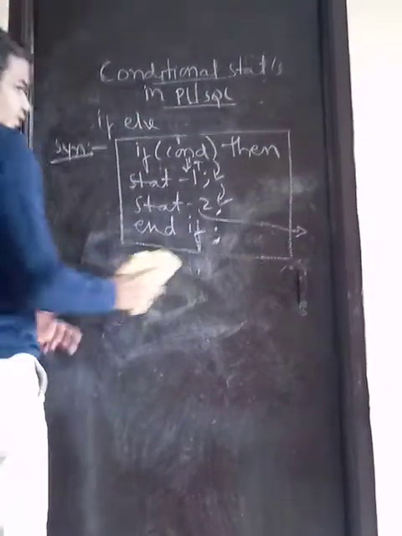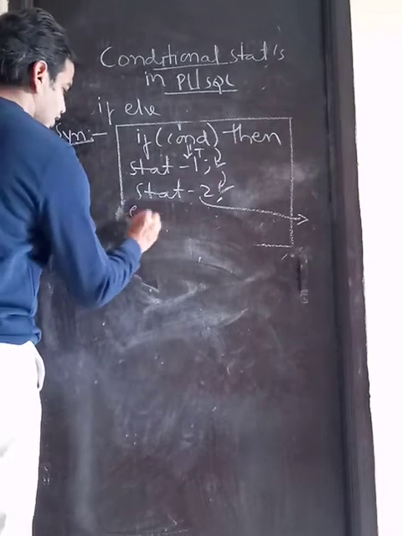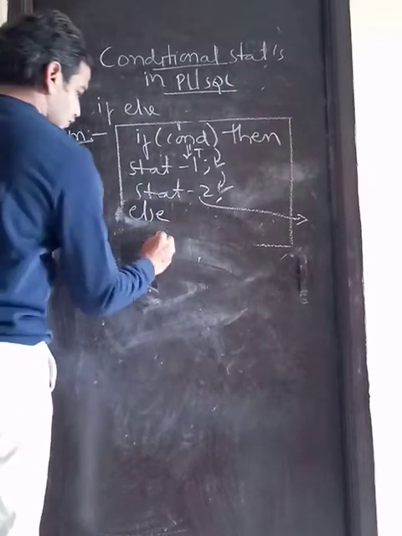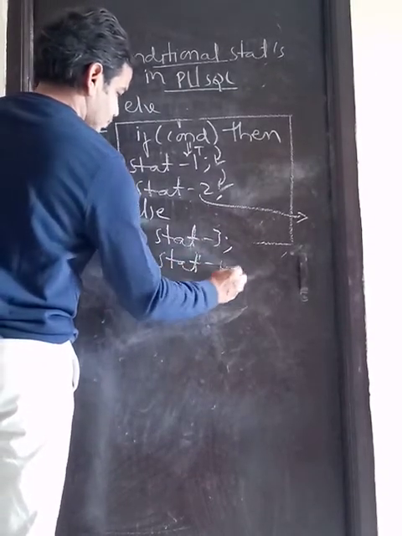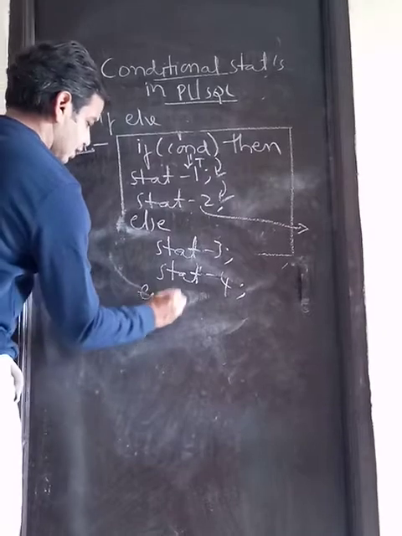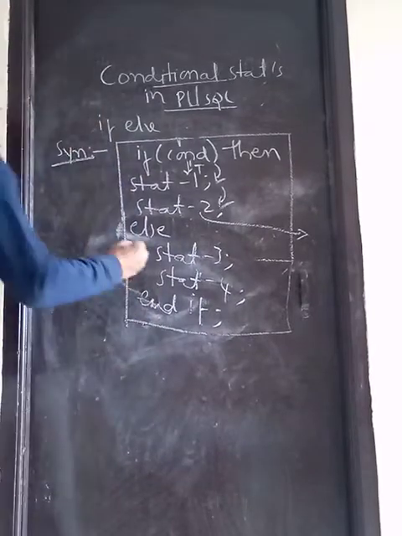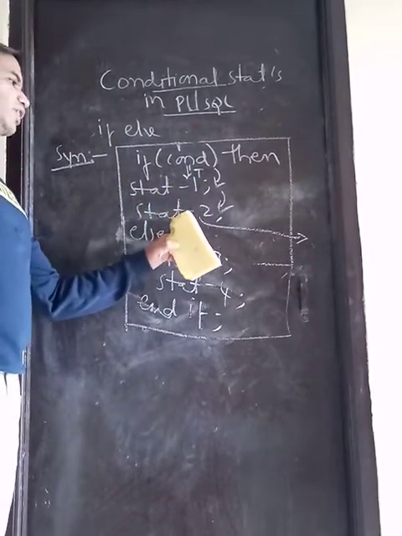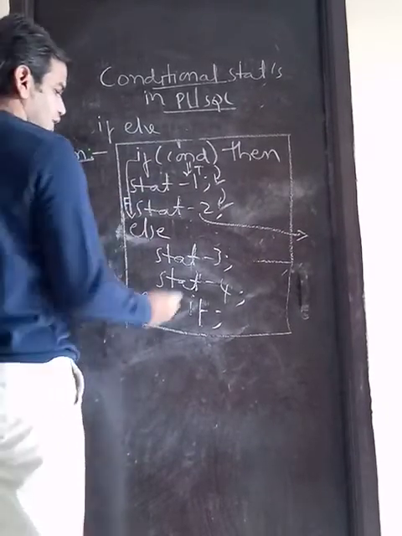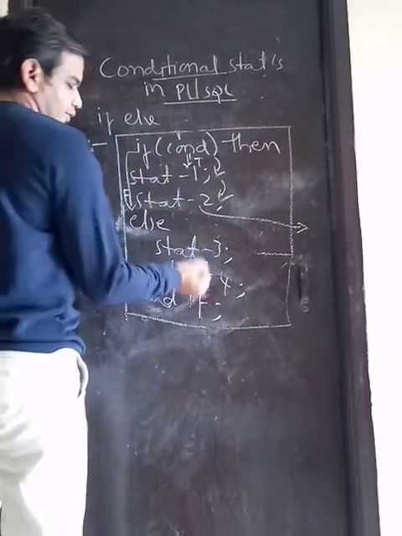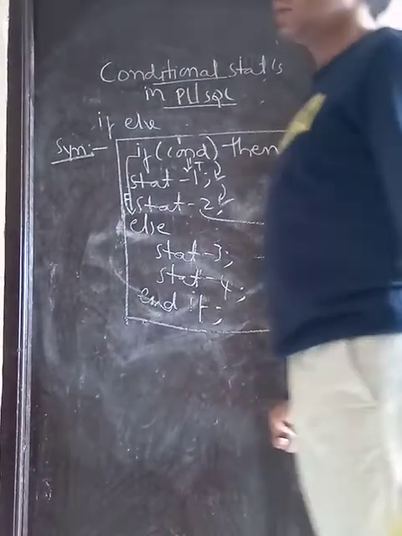In if else, if part will be there. If condition is true, statement 1 and 2 will execute. If condition is false, control goes to else part. Then it will execute statement 3 and statement 4. So if is there, then end if. So if condition is true, 1 and 2 will execute, then exit. If condition is false, control goes to else part. Then it will execute statement 3, 4. This is the syntax of if else. Now we'll see one simple program. Okay, clear?